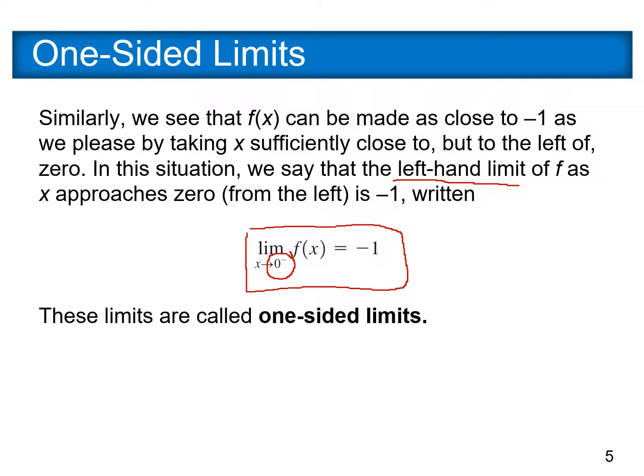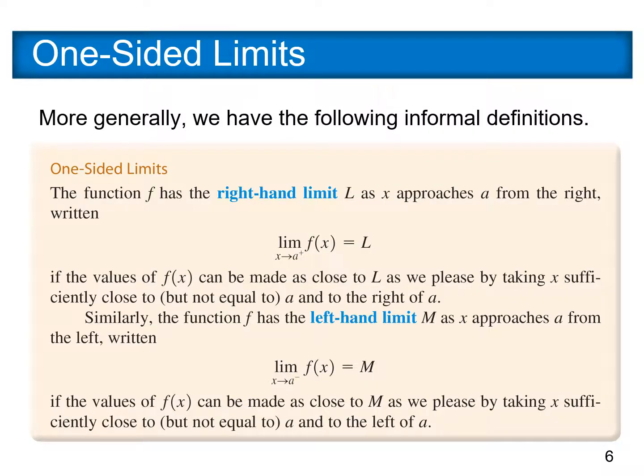Now these are what we call one-sided limits, because we calculate them only from one side. So, more generally, we have the following information here for you. This is a quick summary of what I said so far. The function has a right-hand limit L as x approaches a from the right, and we would write that as the box that you see over there in red. Now, if the values of f of x can be made as close to L as we please by taking x sufficiently close to, but not equal to, a, then we say that we have a limit indeed.